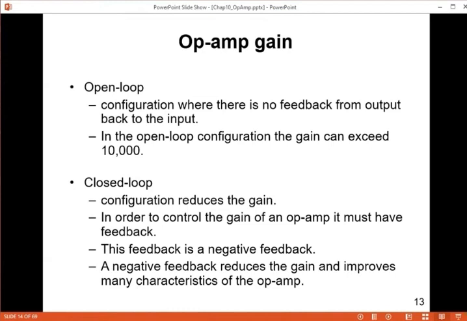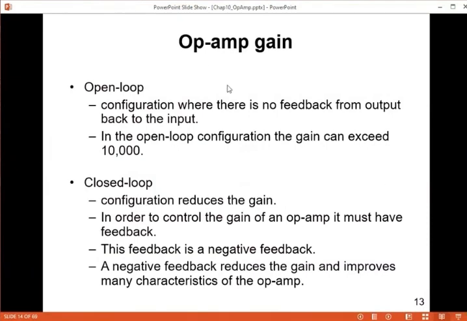But for the closed loop configuration, the gain is reduced very much because there will be feedback by connecting resistors to the input. In order to control the gain of an op-amp, it must have feedback, and this feedback is a negative feedback. The negative feedback reduces the gain and improves many characteristics of the op-amp.